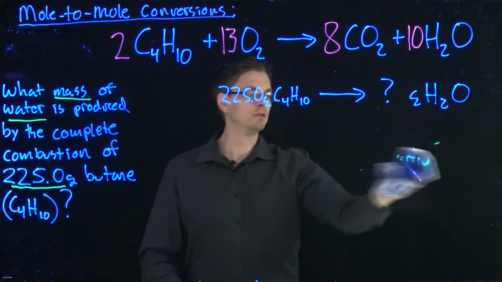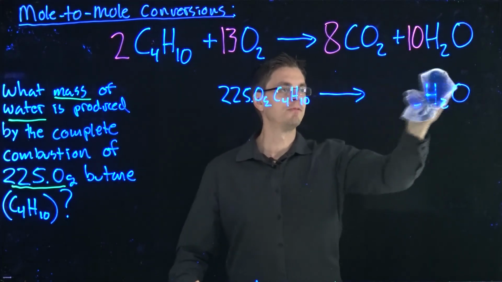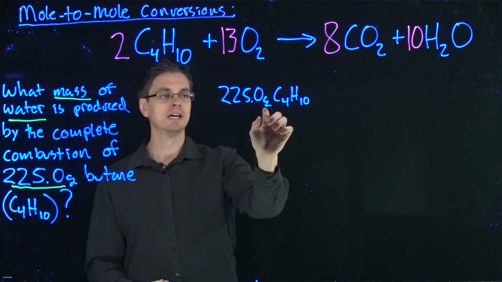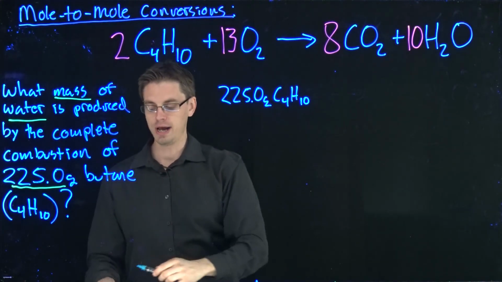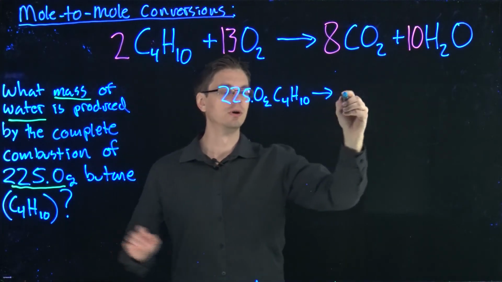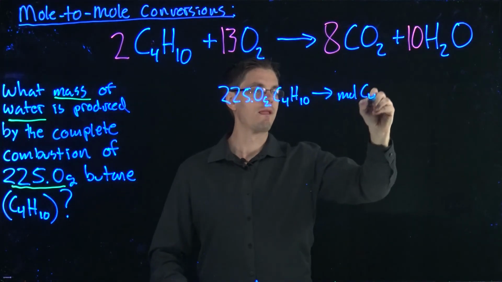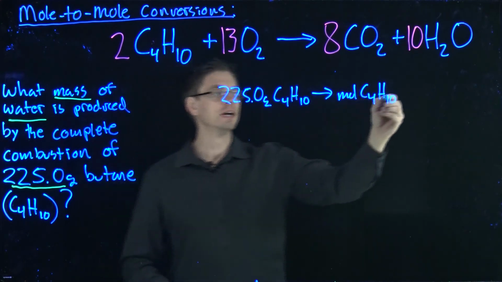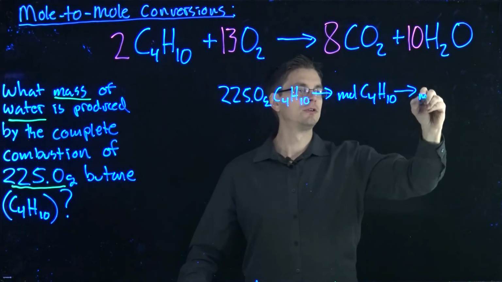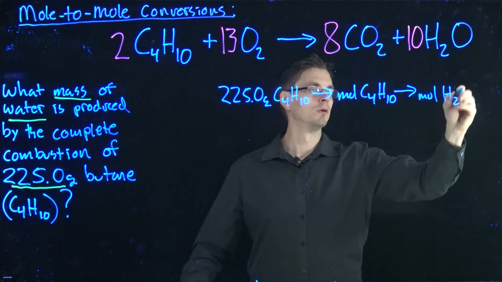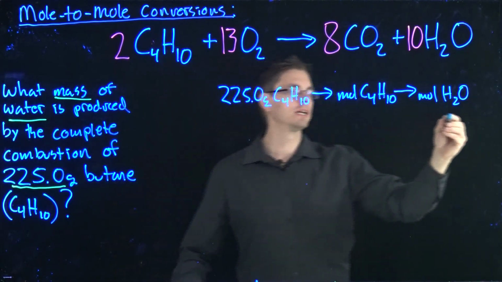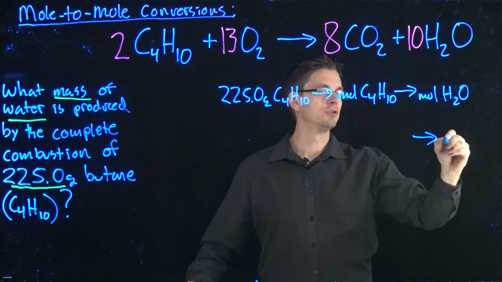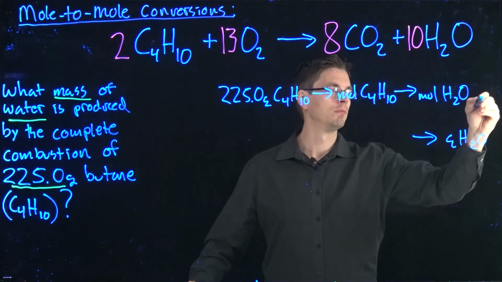We're going to use this mole-to-mole ratio here, but before we can apply the mole-to-mole ratio, we need to first convert the given quantity in grams to moles. So we need to get to moles of C4H10. Once we're in moles, then we can convert from moles of reactant to moles of product. And then we can carry out our final conversion here, which we'll write down here, to get to grams of H2O.